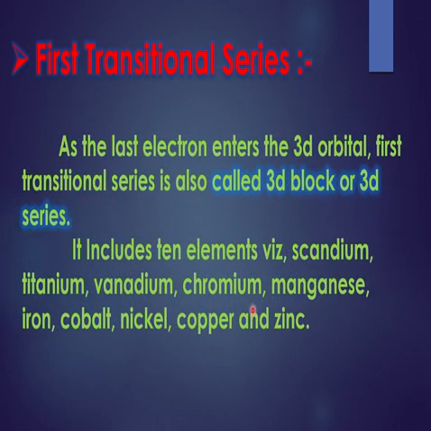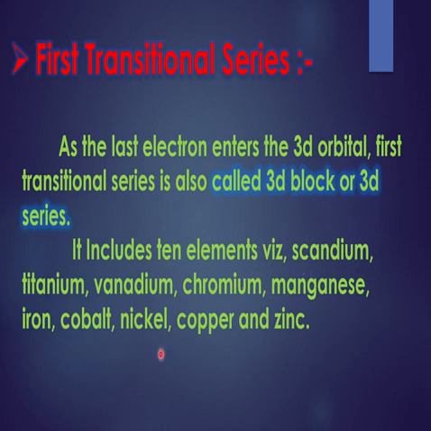First transitional series: as the last electron enters the 3D orbital, the first transitional series is also called the 3D block or 3D series. It includes 10 elements, for example, scandium, titanium, vanadium, chromium, manganese, iron, cobalt, nickel, copper and zinc.